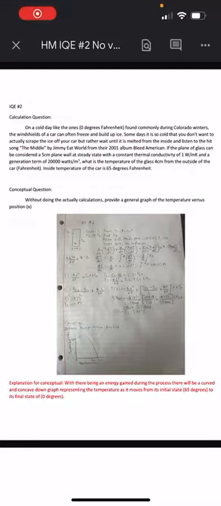Okay, so I'm going to go over my IQE number 2, which is a conduction problem. In this problem, we have a car on a cold day, 0 degrees Fahrenheit on the outside, and someone turns on the heat inside their car. So the inside of the car is at 65 degrees Fahrenheit.